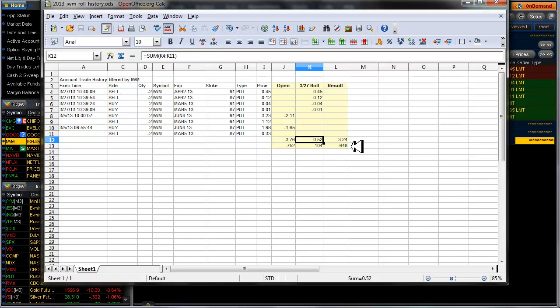Now, theoretically, this is like a 2-week roll here. So I have approximately 6 weeks left before this June 4 expiration.